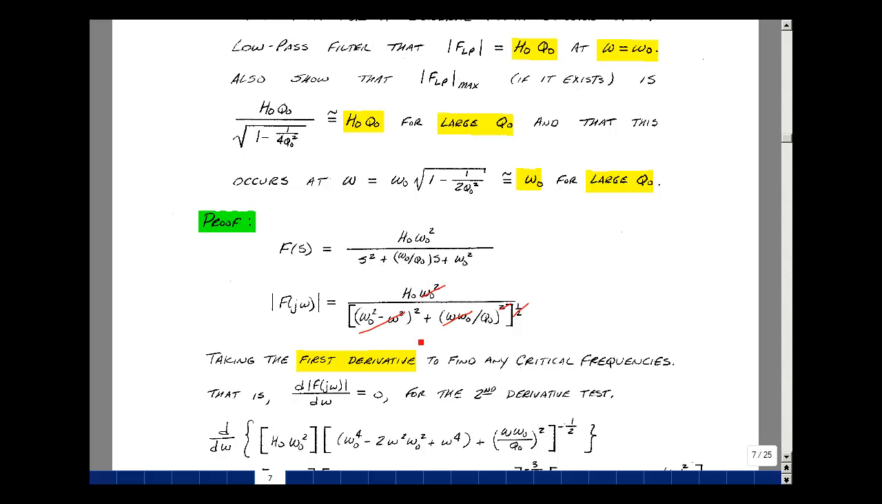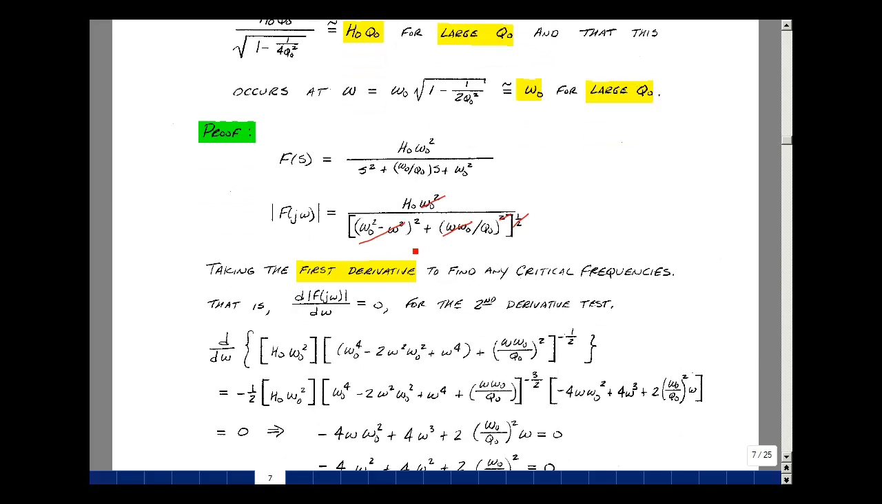Now, if a maximum exists, we could use the second derivative test to find it. And the first step in the process of that is to find the first derivative, set it equal to 0, and then find the critical frequencies, and then we'll take a second derivative and determine whether we have a maximum or not. Let's write this expression as a product of two terms, H0 omega naught squared times the denominator raised to the minus 1/2 power.